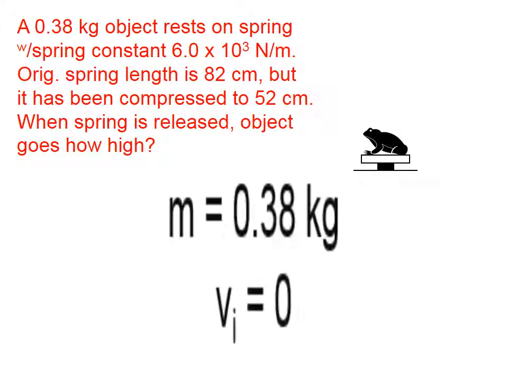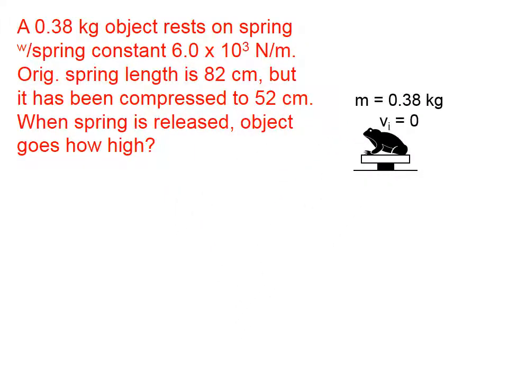Let's try another one. We have a 0.38 kilogram object at rest on a spring with a spring constant of 6.0 times 10 to the third newtons per meter. We have our mass here. He's at rest, and he's on this little platform, and underneath it is a spring, and this spring is compressed, as you can see, and that spring has a spring constant of 6,000 newtons per meter. The original spring length is 82 centimeters, but it has been compressed to 52 centimeters.